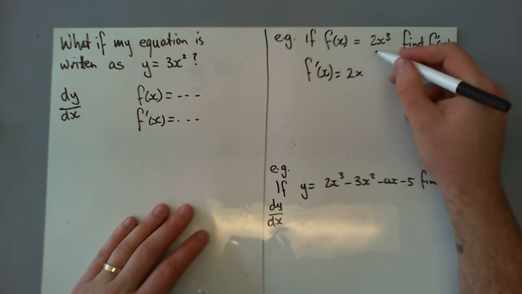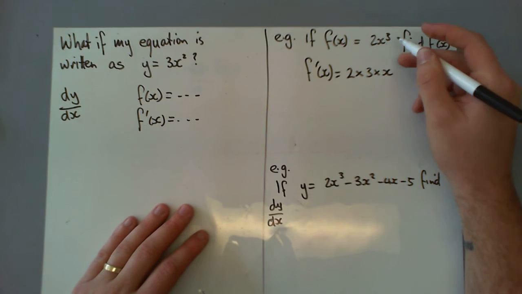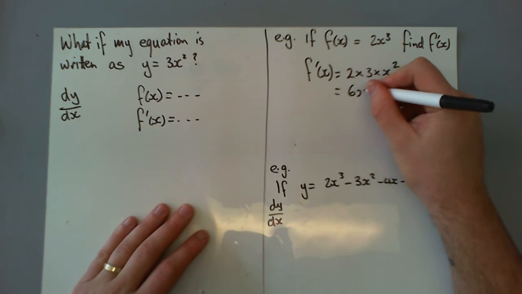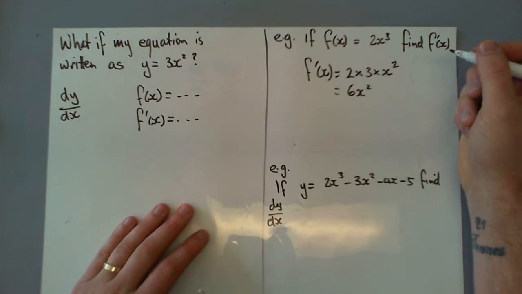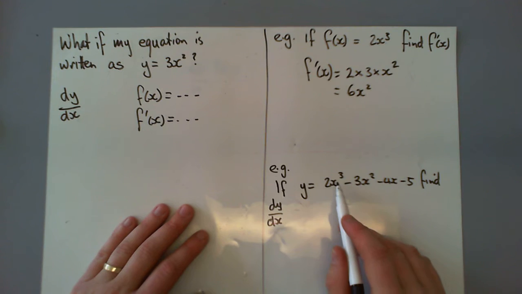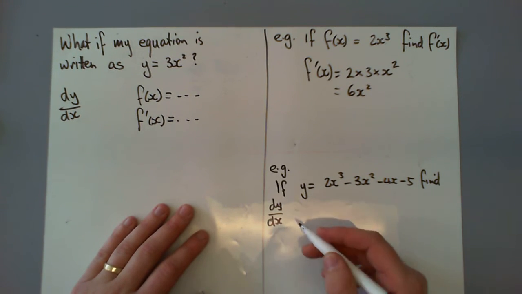We go 2 times, we'll bring our power down, 3 times x, reduce our power by 1, squared. So it's going to give us 6x squared. If we're looking at something like this, y equals 2x cubed, take 3x squared, take 4x, take 5. Okay, and we want to find dy dx.